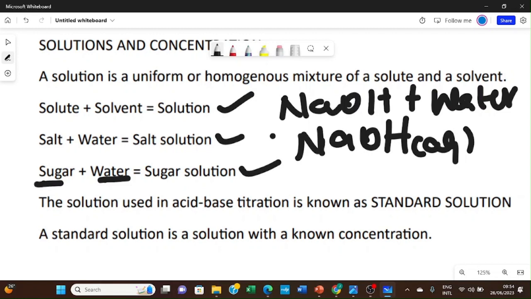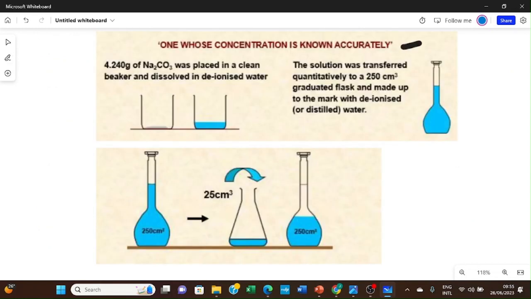So in our normal practical, we'll be carrying out acid-base titration. We'll be meant to prepare a standard solution, or in some cases, it's your teacher that will prepare the standard solution. So in today's lecture, we'll be looking at how you can prepare a standard solution, a solution with a known concentration. So once we prepare a standard solution, we know the concentration. Let's see how we can prepare a standard solution.